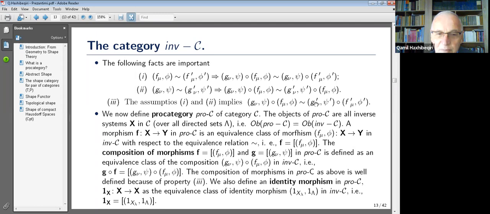We now define a procategory pro-C of category C. The objects of pro-C are all inverse systems X in C over all directed sets Λ. This means that objects of pro-C are the same as objects of inv-C. A morphism F from X to Y in pro-C is an equivalence class.